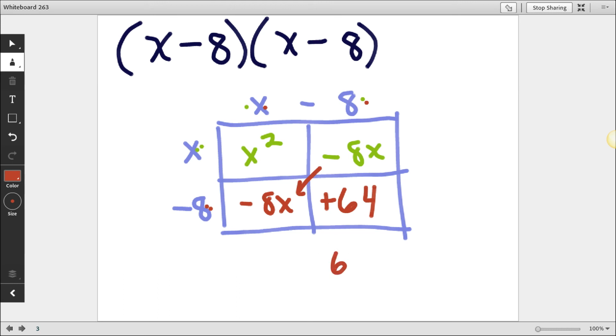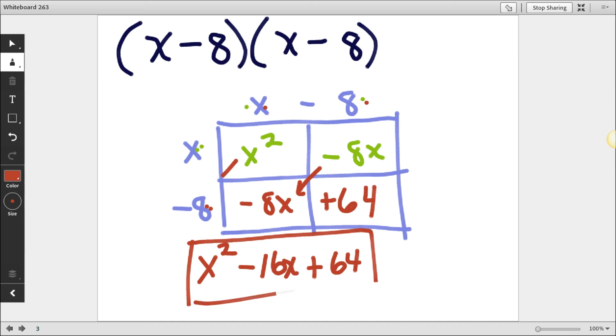So the 64 has nothing with it, so we just write it down. We add this diagonal with the -8x and -8x, and we get -16x. And then the last thing, it just drops down as well because there's nothing to combine with it. And so look at that, folks. Three different methods. Same exact answer. So we got three ways you can multiply two binomials. Pick the one you like and apply it.